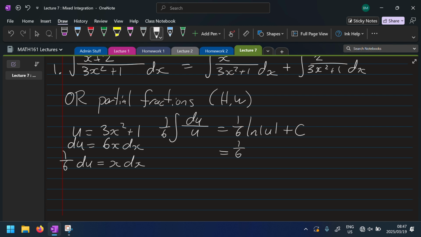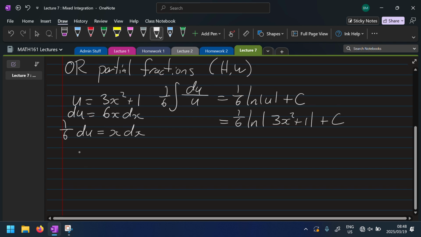But we don't want it in terms of u, we want it in terms of x, so we put the 3x squared plus 1 back. That takes care of the first bit. Now the second bit, we know it's going to be something with arctan, but the way it's written is not nice because we have 3x squared plus 1. What we want for arctan is x squared plus a squared. Then it will be 1 over a arctan x over a. In this form, we can't write that yet, so we have to do a little bit of work.